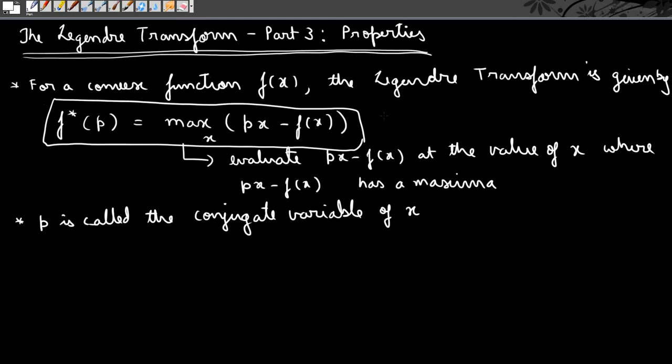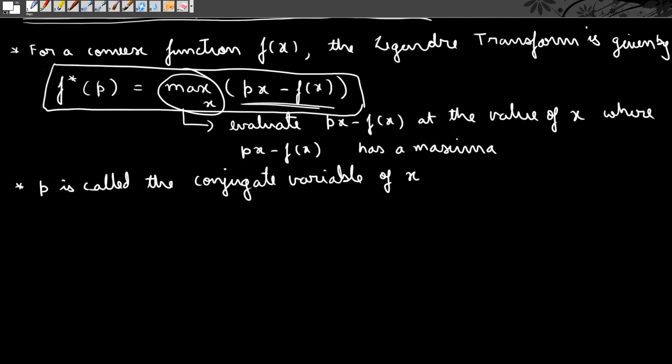The slope of the family of tangents here is represented by the letter p, and the transformed function is represented as f star. The operation max over x means we have to evaluate this function at the value of x where px minus f of x has a maximum. All of this has already been explained in our previous lectures. And one more thing, just some names: p is called the conjugate variable of x with respect to the Legendre transform.